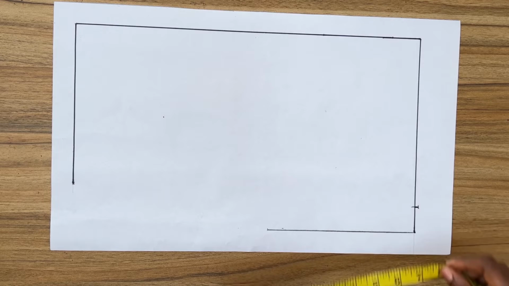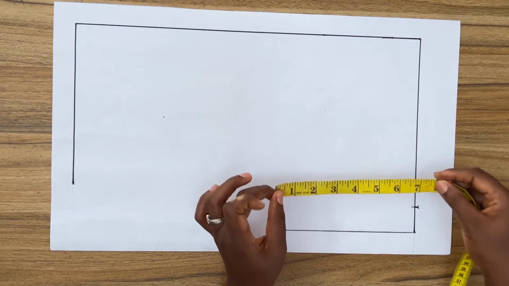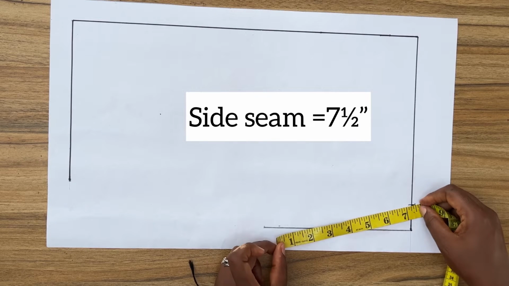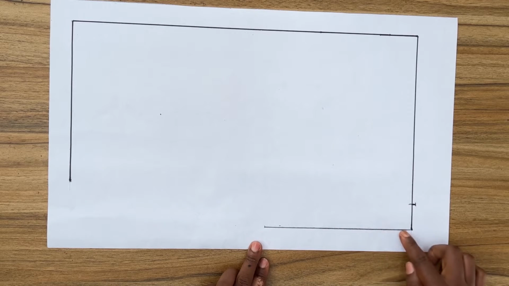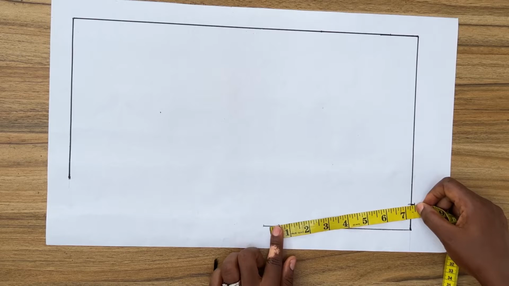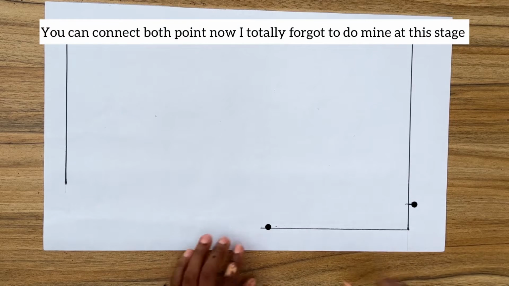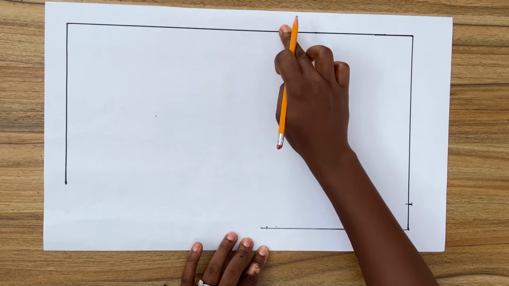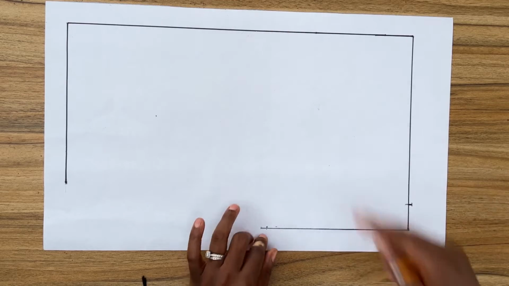The next measurement we're going to input is the side seam length. I'm going to take my side seam measurement and place it here, and then I'm going to pivot the tape until it touches this vertical line. Now from this point, I'm going to square a horizontal line to the center back line. So you need to make sure that this line is straight.